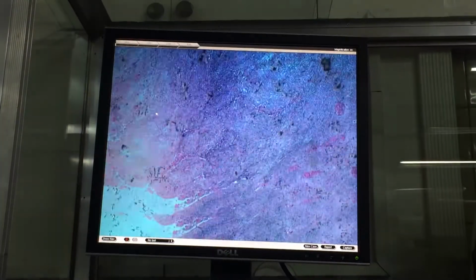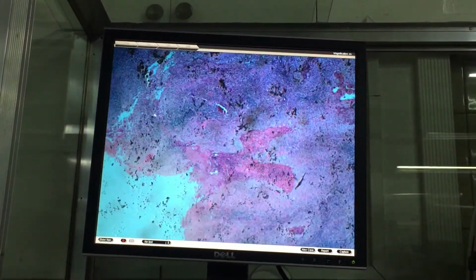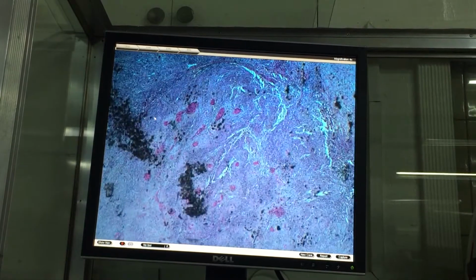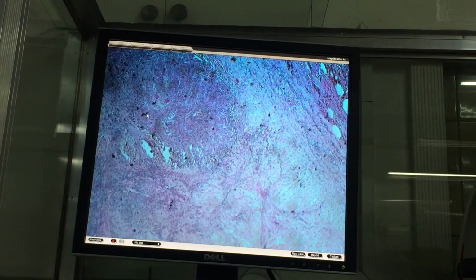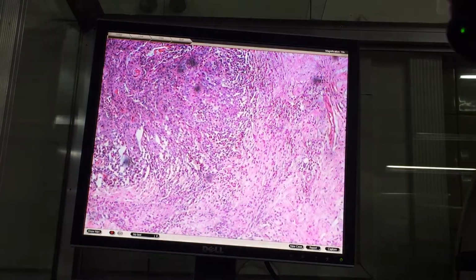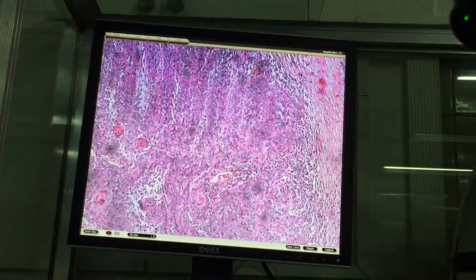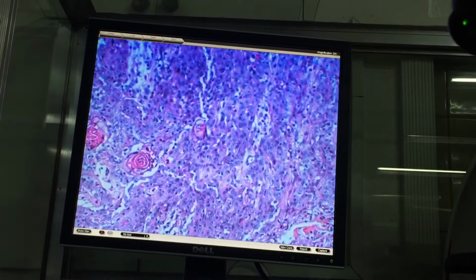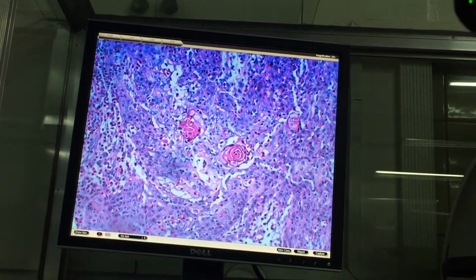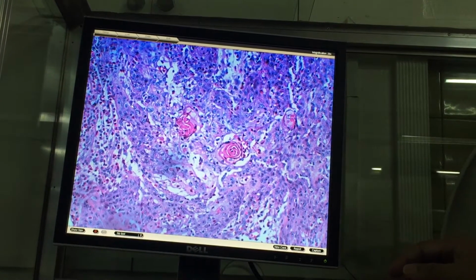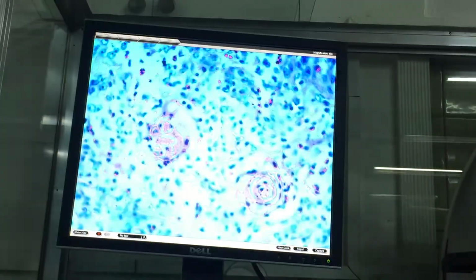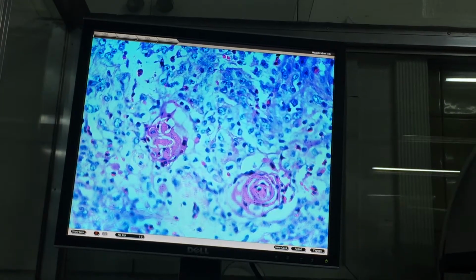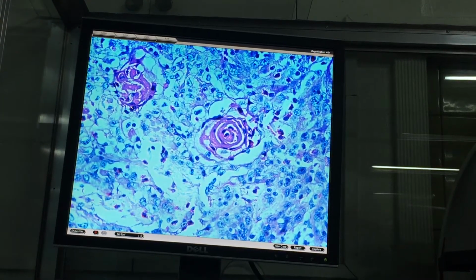This one. The slide is dirty. Diagnosis. Looking at that alone, what do you see? Keratin pearl. Keratin pearl, okay. So your diagnosis is squamous cell carcinoma.